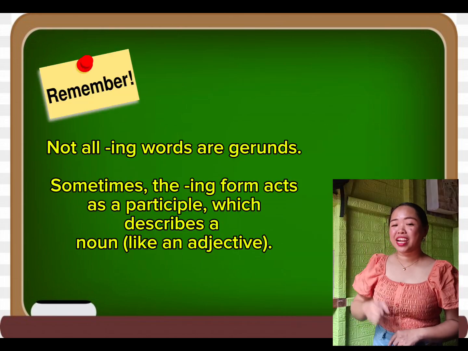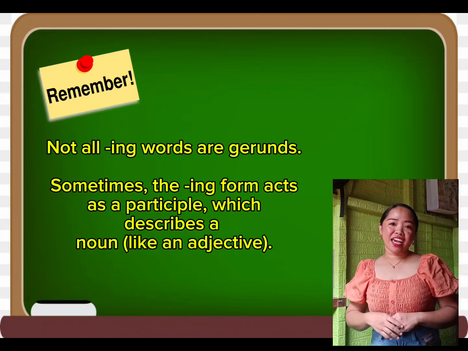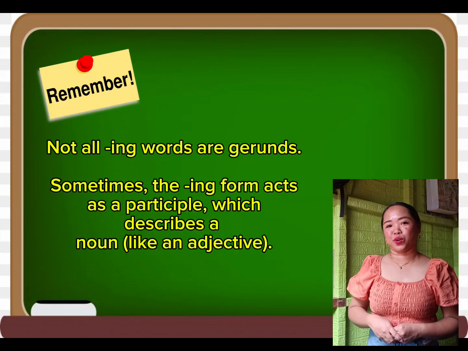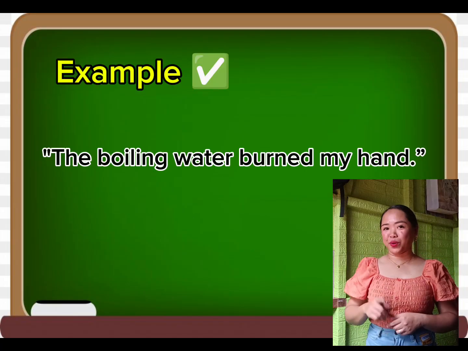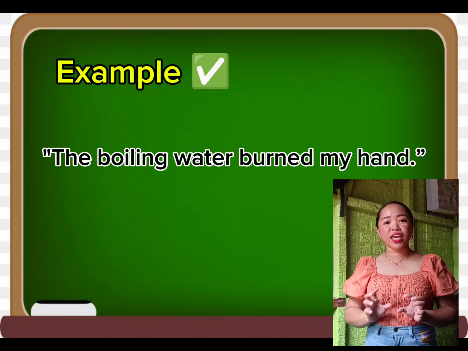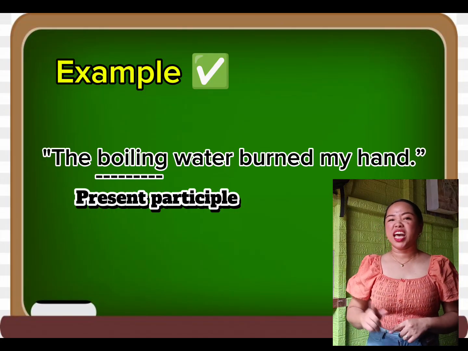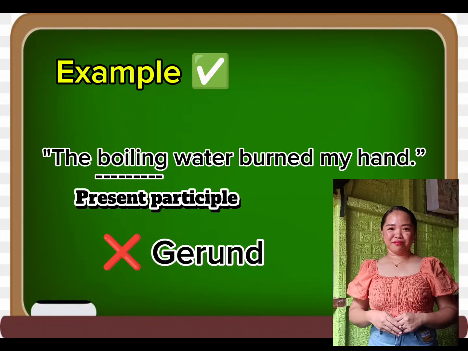So remember, not all ing words are gerunds. Sometimes the ing form acts as a participle, which describes a noun, like an adjective. Example: the boiling water burned my hand. So the word boiling is a present participle, not a gerund, because it describes the water.